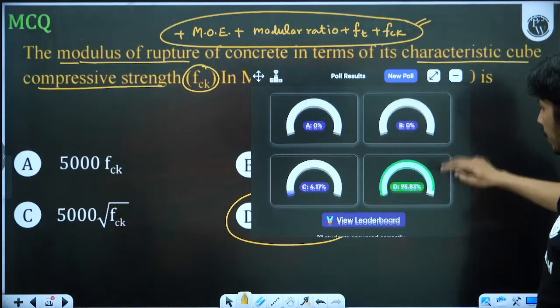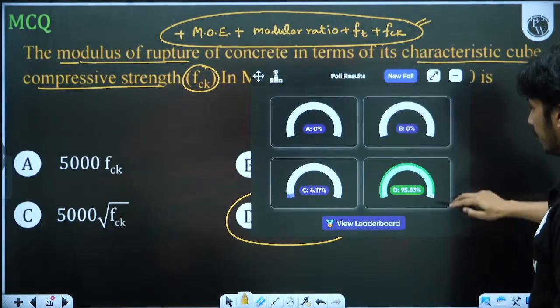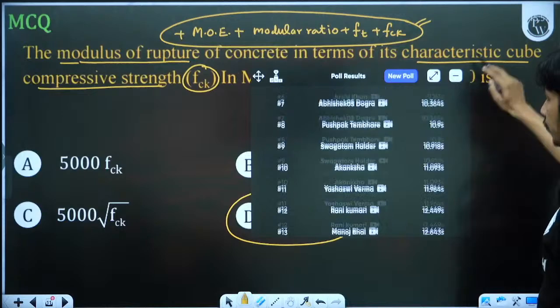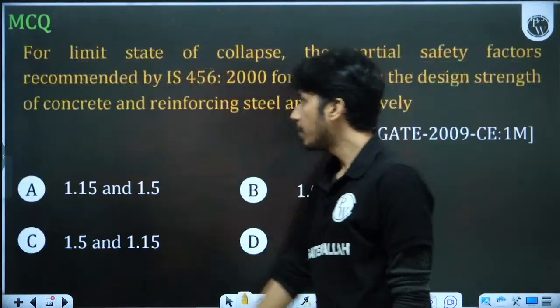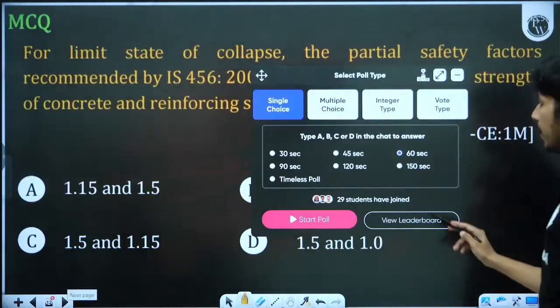I think a lot of students have given it. Yes, 95% of students have given it. This is the leaderboard: Yusuf, Sudhanshu, Swarnab, everyone. Okay, next upcoming question.